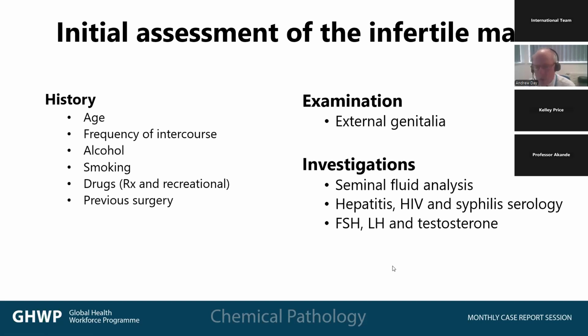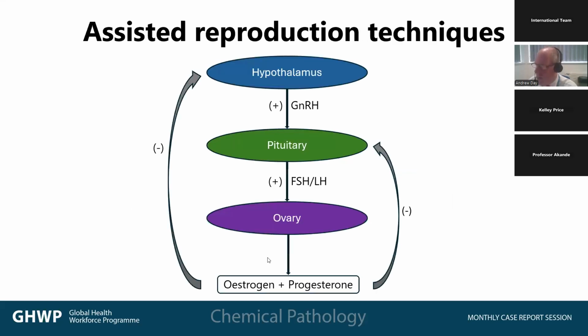Okay, so we're nearly through. I just thought I'd like to spend just 3 slides giving a very, very brief summary of assisted reproduction techniques. This again is very high-tech stuff, and I don't think we've got time, or indeed it's necessary, for us to go through them in detail. But I wondered if this might be useful. So here's my cartoon showing the axis: hypothalamus, GnRH, pituitary, gonadotrophins, ovaries, sex hormones, with negative feedback going on.